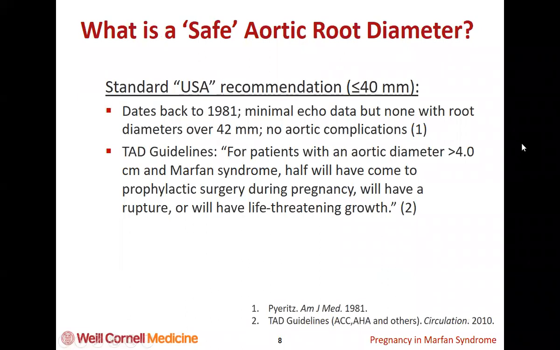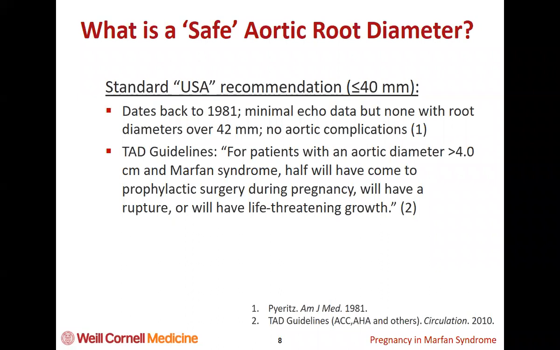So this brings me to the second question, which is what is a safe aortic root diameter before pregnancy is undertaken? There are two main guidelines. The first is the US recommendation of less than or equal to 40 millimeters. And the main basis for this recommendation dates back to a seminal paper by Reed Pieritz that was published in 1981. The TAD guidelines, published in 2010, include the following unreferenced statement.